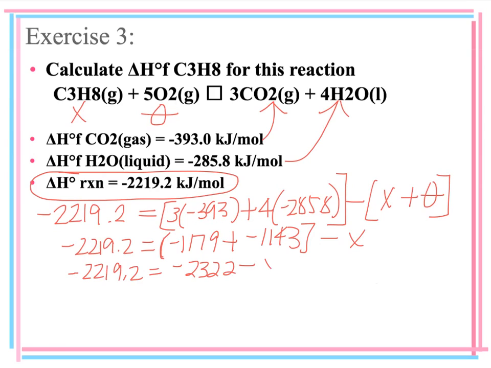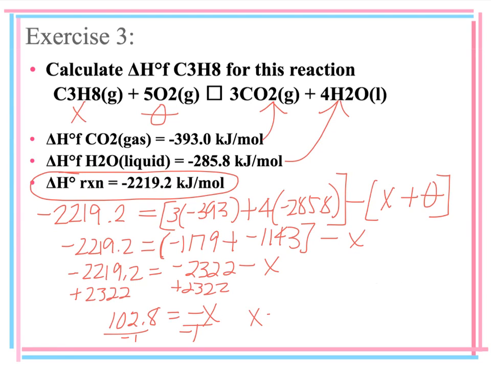2322 minus X. And then, of course, to isolate that, we're going to add 2322 to both sides. So then that gives us 102.8 is equal to negative X. And, of course, we need to get the negative on the other side, so we divide by a negative 1 on both sides to get that negative over there.